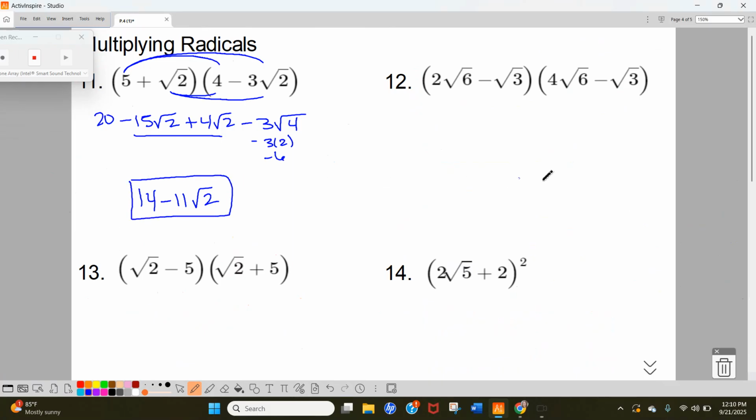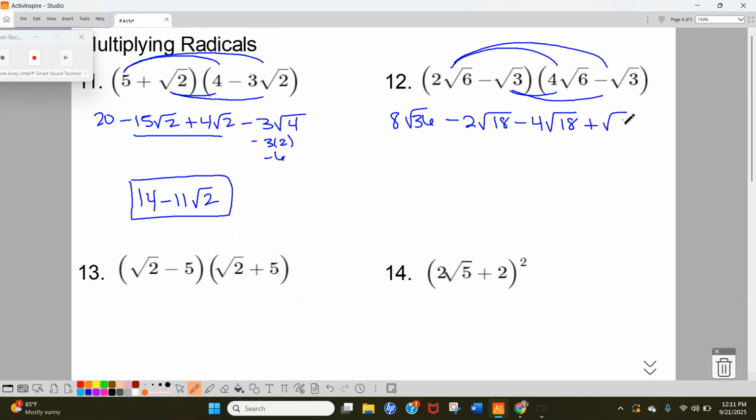Number 12, if I multiply here, I get 8 root 36. Then we get negative 2 root 18. Then this is negative 4 root 18. And this is positive root 9. All right, I'm going to work this one out showing all of the work and going the long way.